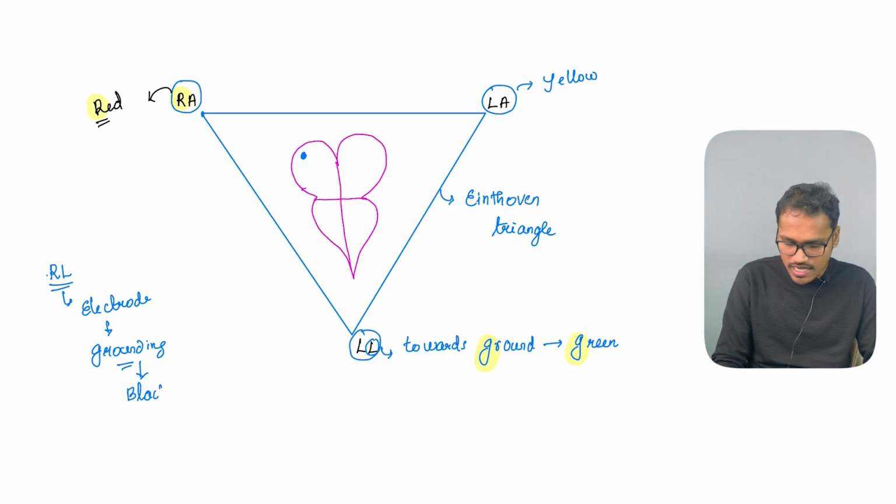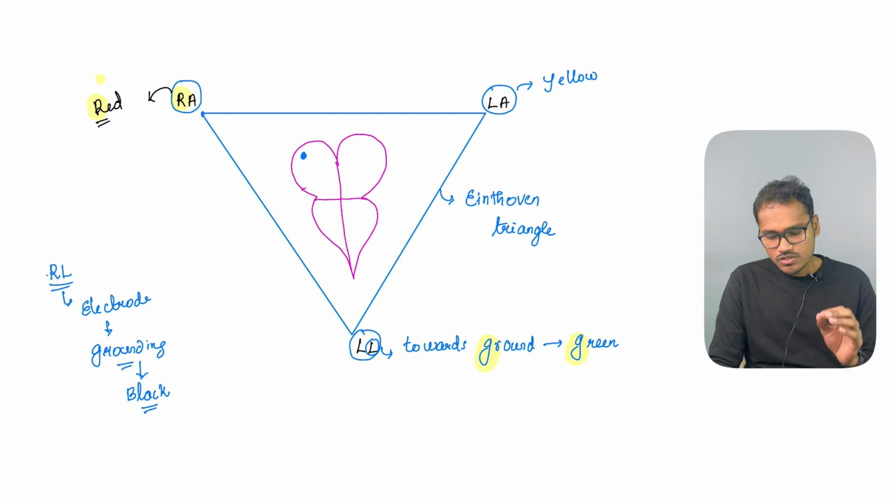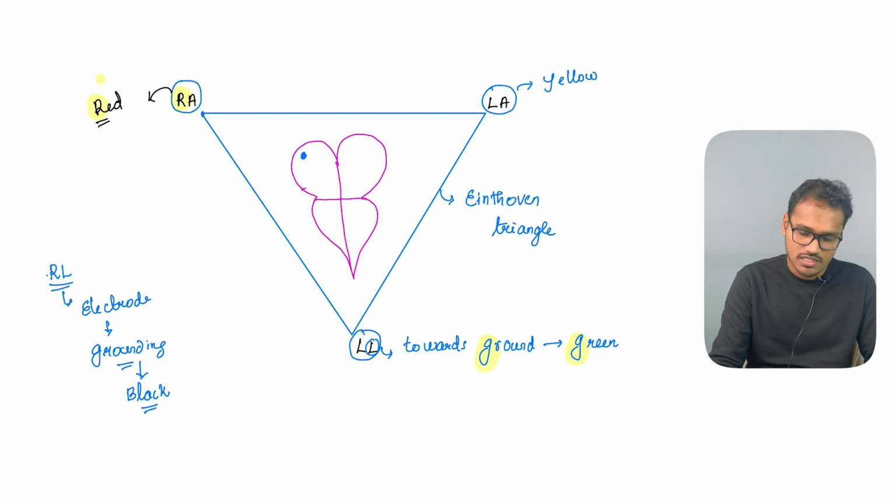So these are the standard colors, but still it is your job to check it once before putting it on the subject, because very rarely it changes, but most of the times red for right arm, yellow for left arm, and green for the left leg.